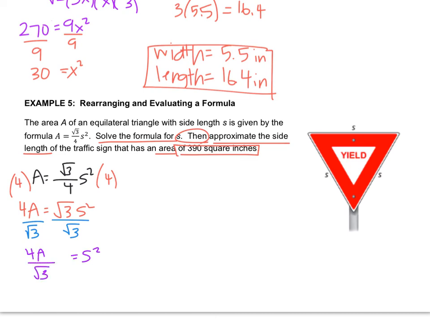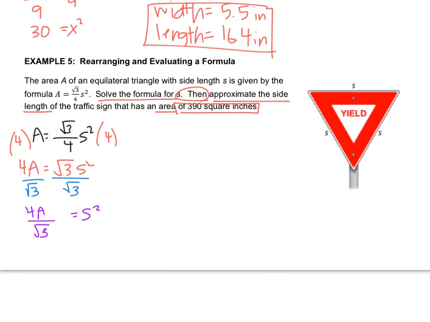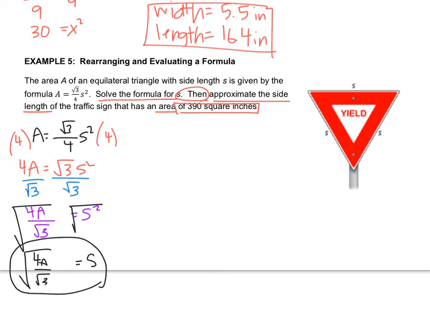Okay, now here's where the crazy part comes in. We have to square root both sides to get the s by itself. And you might say to me, Miss Lean, we already have a square root. And I'm going to say to you, but that's not related to the s. So we have to take the square root of both sides. So the value of s is the big square root of 4A over radical 3. Now, you can simplify that. When you get to high school, you're going to learn how to simplify that, but this is what they want. That's the value of s.